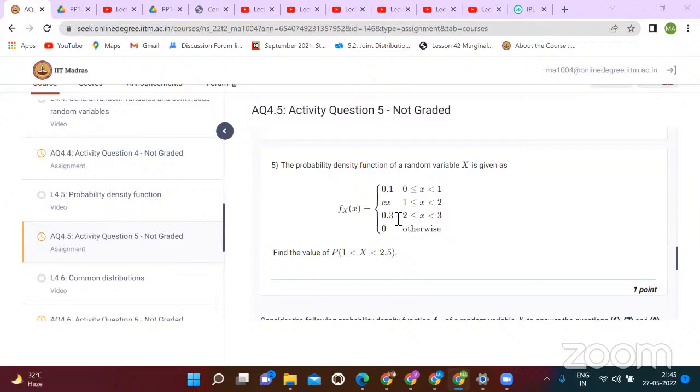So this PDF is for discrete, right? This is not discrete. This is continuous. These all are continuous. Yes, wherever there is a written density function, this is continuous.